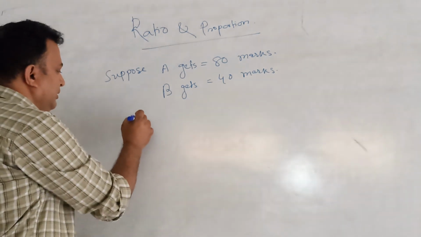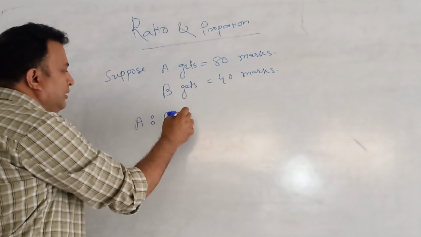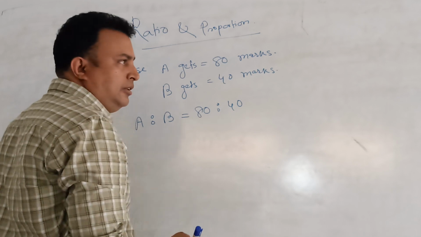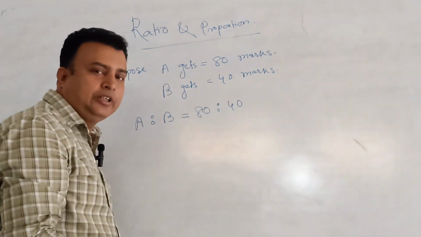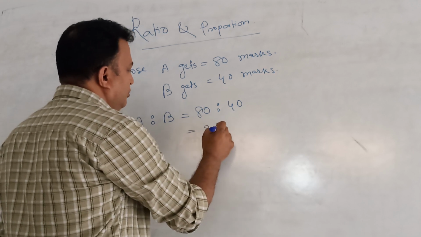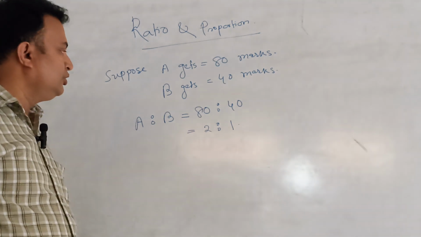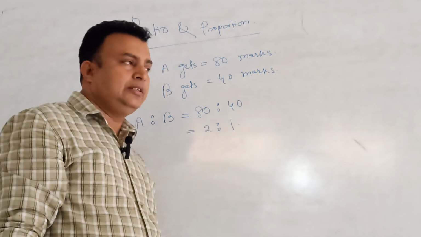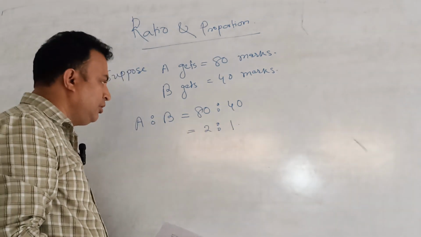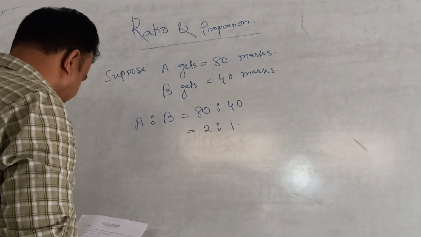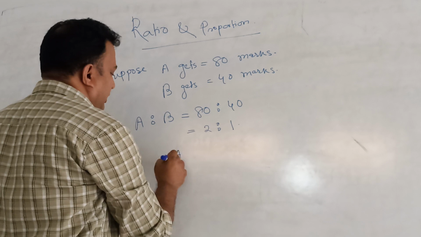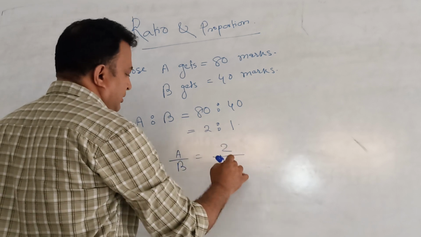Symbolically we can write A is to B, that is 80 is to 40. If we convert it to the lowest term, it will become 2 is to 1. So ratio is nothing, it is actually division of two quantities. Here A by B we can write 2 by 1.